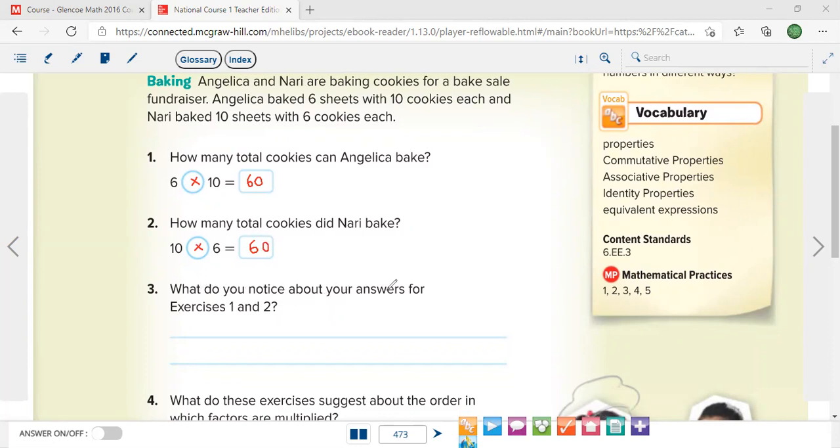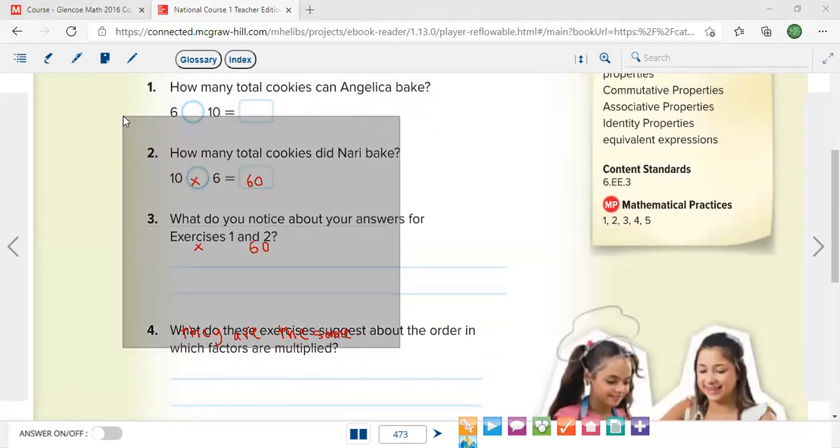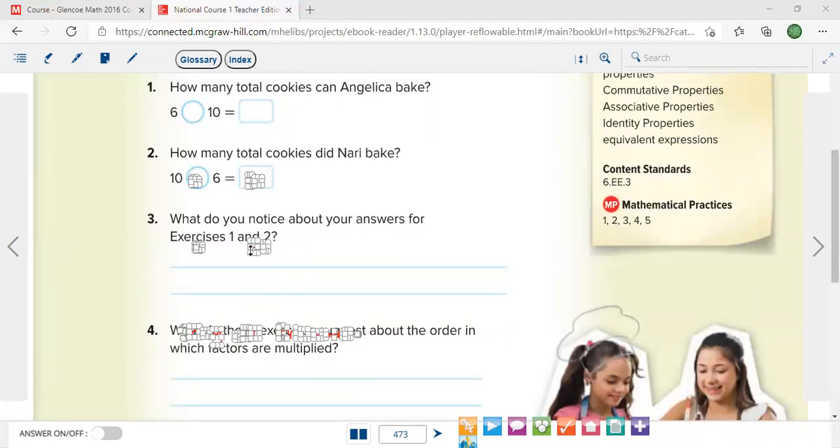What do you notice about your answers for exercise 1 and 2? They are the same. Question number 4. Let me get back the answers in their normal place. Problem 4. What do these exercises suggest about the order in which factors are multiplied?